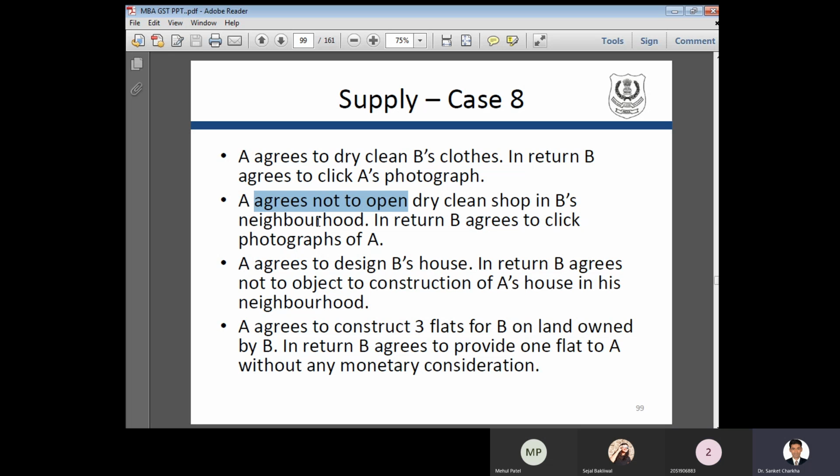Third, A agrees to design B's house and in return B agrees not to object to construction of A's house in his neighborhood. Is it a supply? It is not a supply. Goods or service? A agrees to design B's house. If you have an architect and the architect designs your house, is he giving you a service or not? Yes. Now say, is it a supply or not?